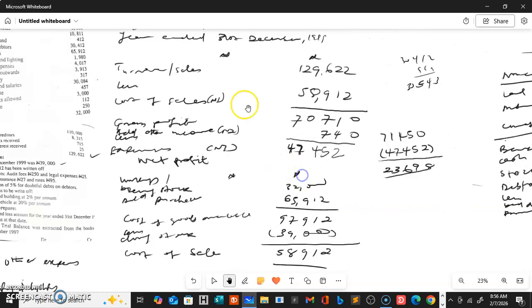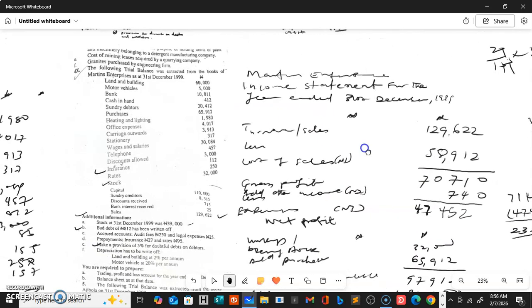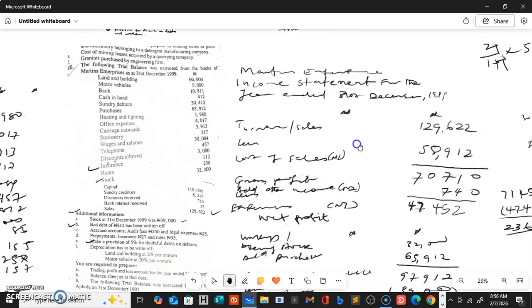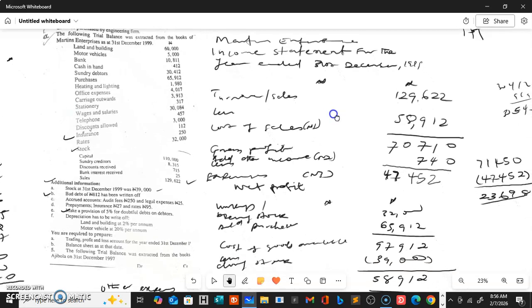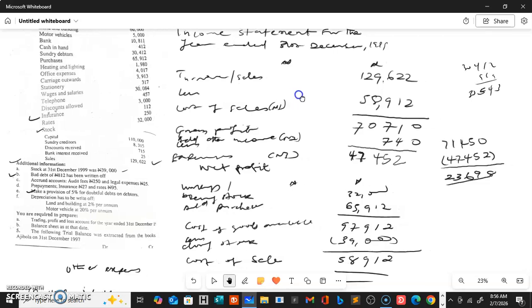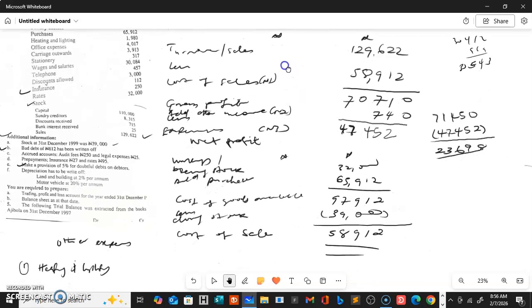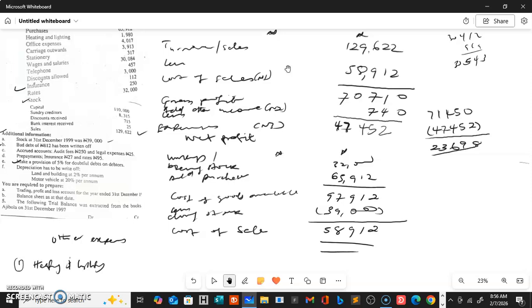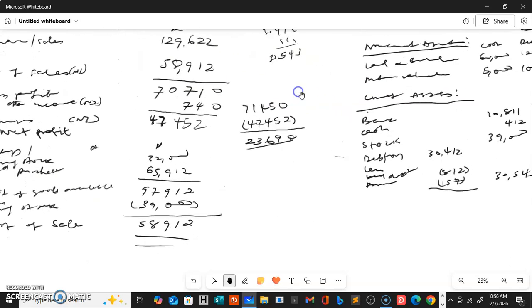So what other current asset do we have in the question? Let us go back to the question so that we can finish up. So we have discount allowed. Okay, we have bank, we've done that. Cash, we've done that. Office expenses, we've done that. Carriage, okay. So we have prepayments. So we have prepaid insurance, which is 27, and rates 95. Okay, so let's post that.